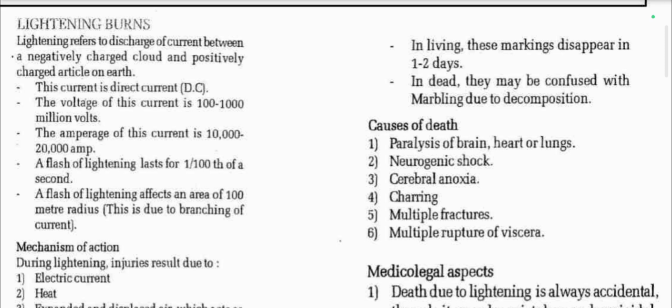A flash of lightning lasts for 1/100th of a second. A flash of lightning affects an area of 100-meter radius. This is due to branching of current. Fine. So what are you going to write under lightning burns? Number 1, it refers to discharge of current between a negatively charged cloud and a positive substance or thing on the earth. Then everything about the current.